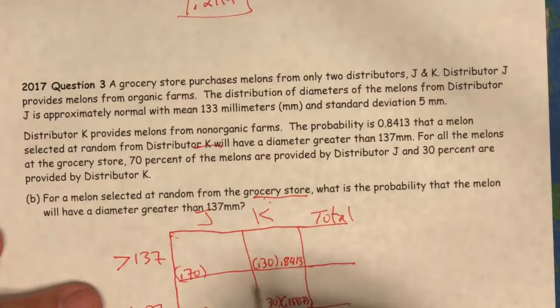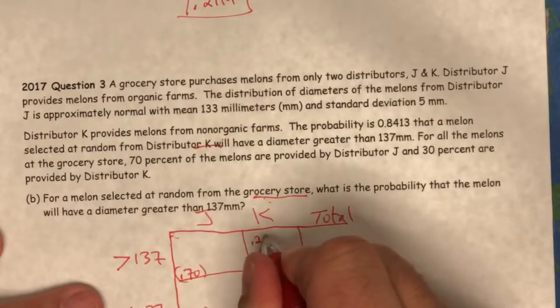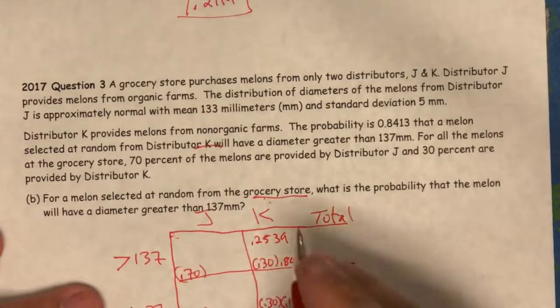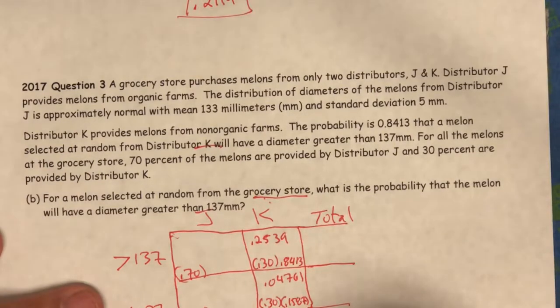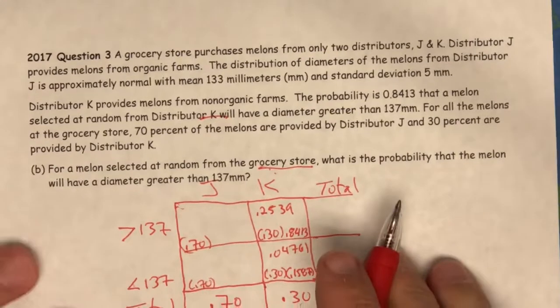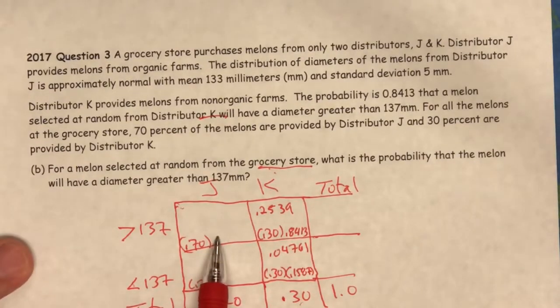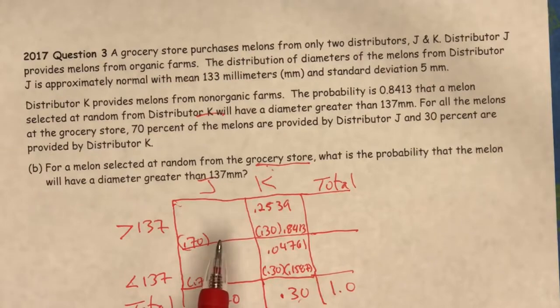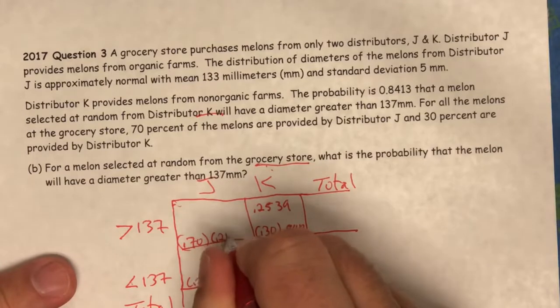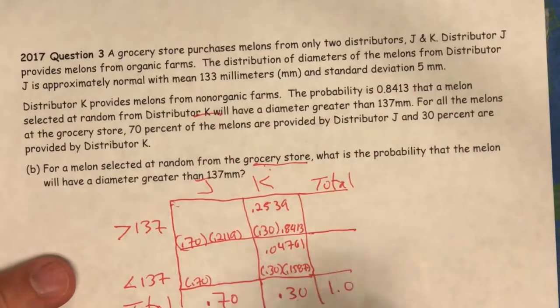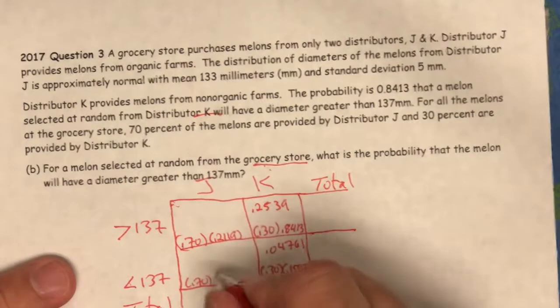I can go ahead and multiply those values together, and when I do that, this becomes 0.2539, and this becomes 0.04761, and they should add to 30% if I've done my work right. Well, the probability that it came from J and is greater than 137 is 0.2119, and I know that because we calculated that in part A. So the complement that is less than that is 1 minus 0.2119, and that is 0.7081.